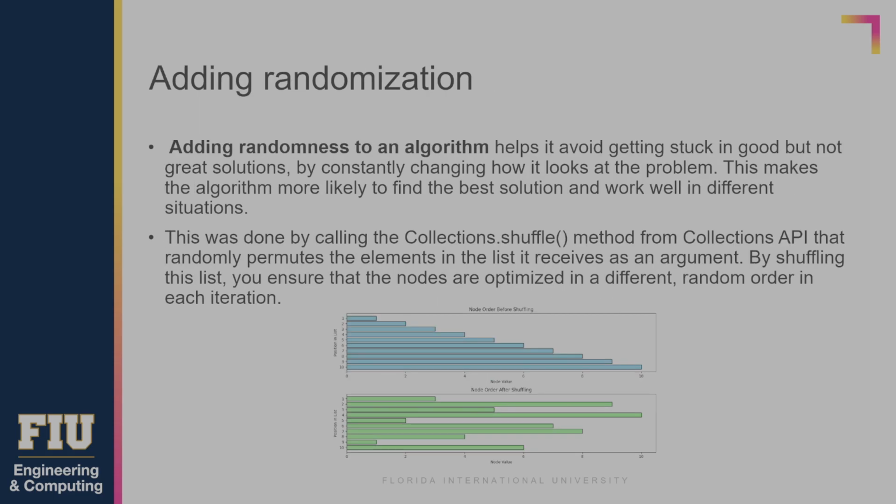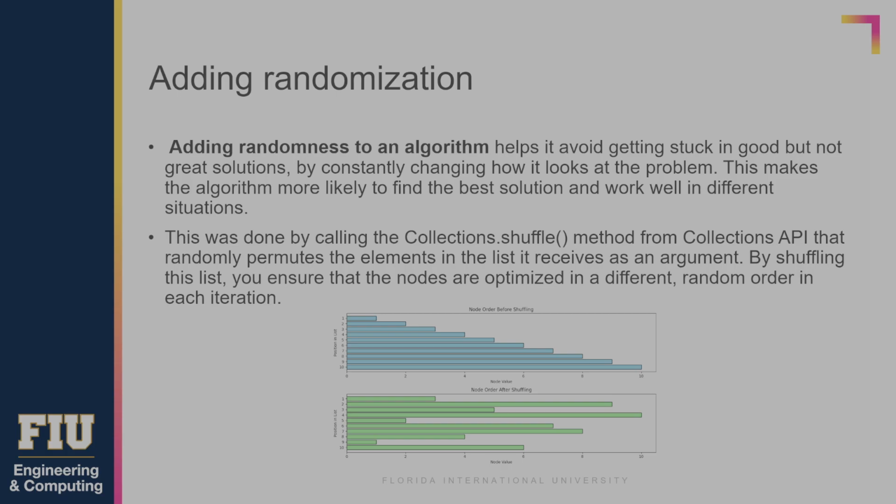Now adding randomization. Adding randomness to an algorithm helps it avoid getting stuck in a good but not great solution. By constantly changing how it looks at the problem, this makes the algorithm more likely to find the best solution and works well in different situations. This was done by calling the Collections.shuffle method from the Java API collections that randomly permutes the elements in the list it receives as an argument. By shuffling this list, you ensure that the nodes are optimized in a different random order in each iteration.